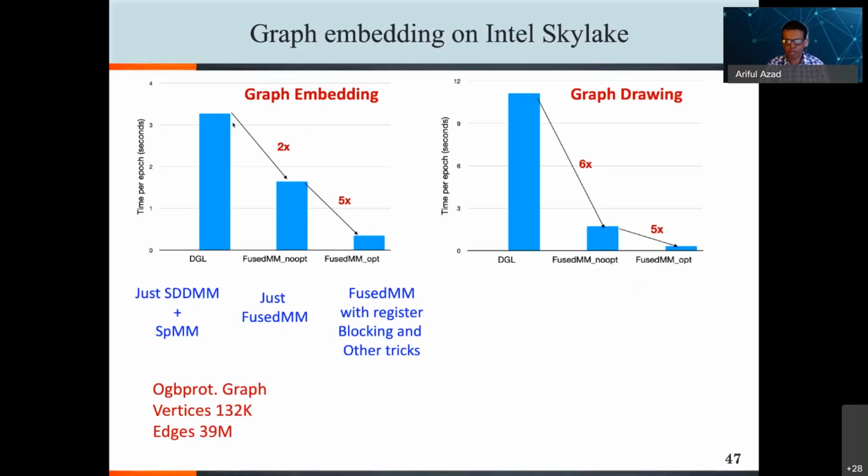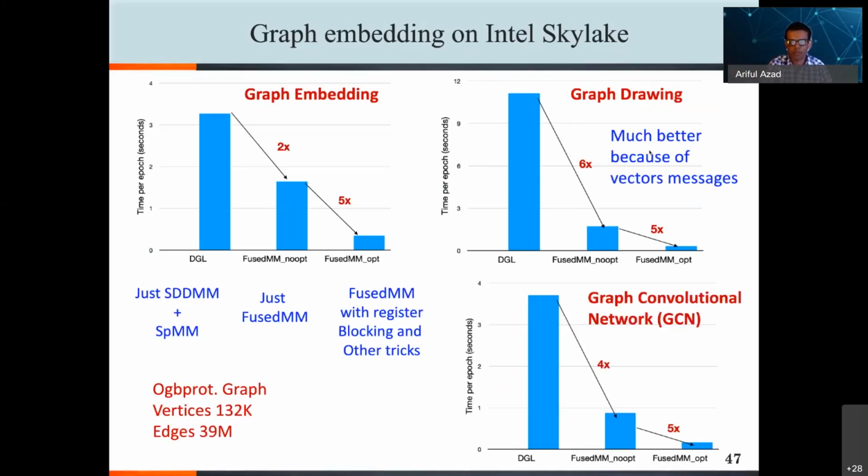For other types of application like graph drawing application, we can get different speedup. For example, with no optimization, if we apply this fused operation, we can get 6x speedup and then another 5x from optimizing the operation. This is because in graph drawing, we have to store vectors, and memory traffic would be much higher in that application if we would like to store edgewise messages. And similarly, for graph convolution, we see a similar trend.